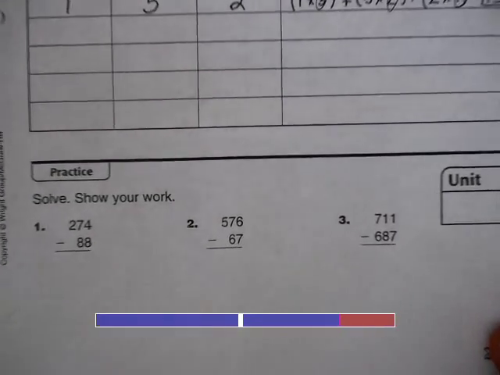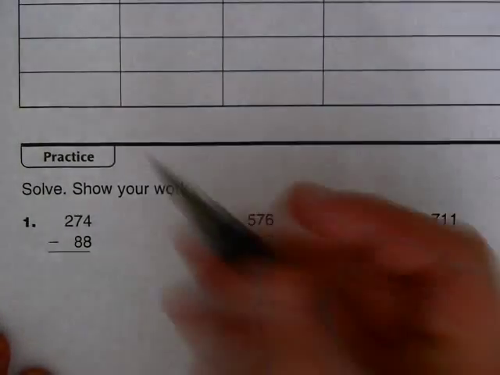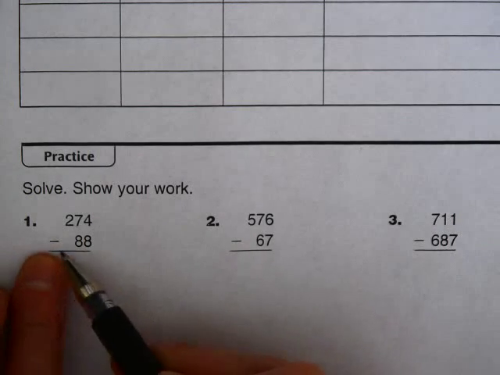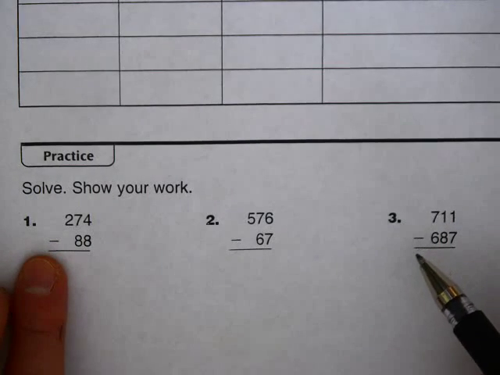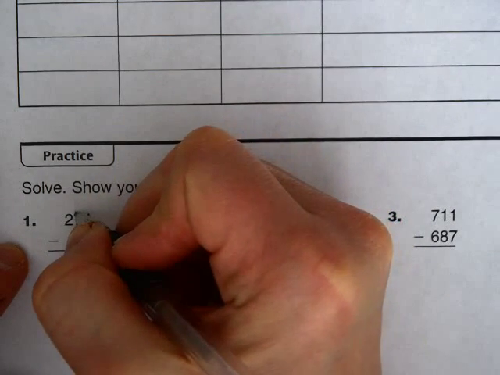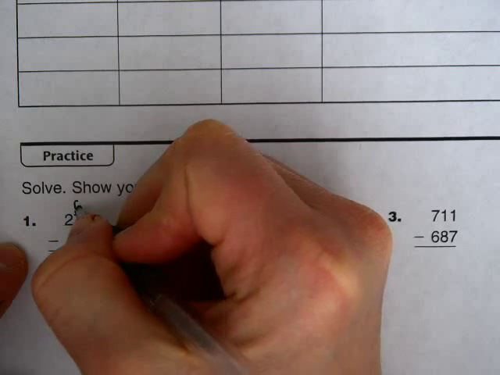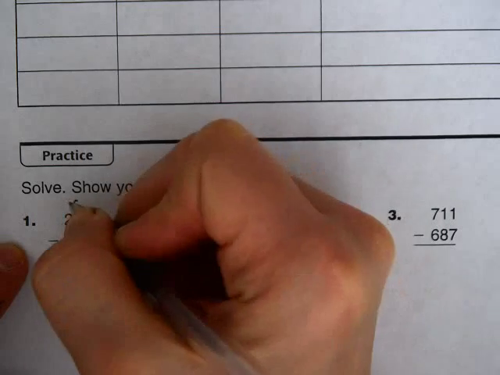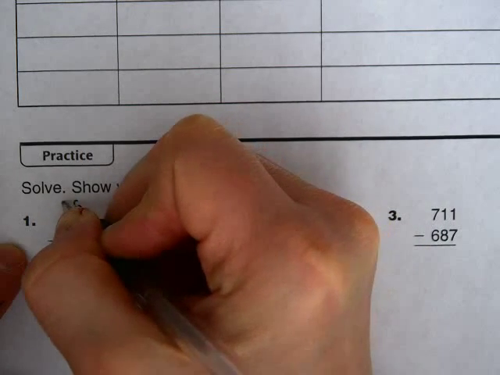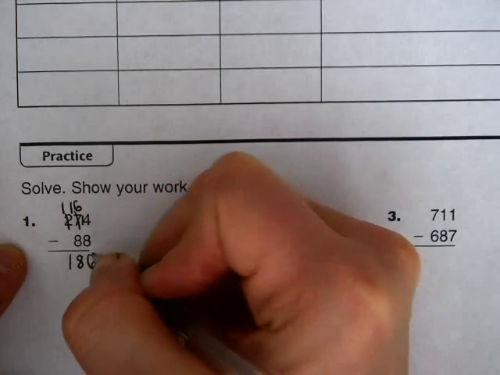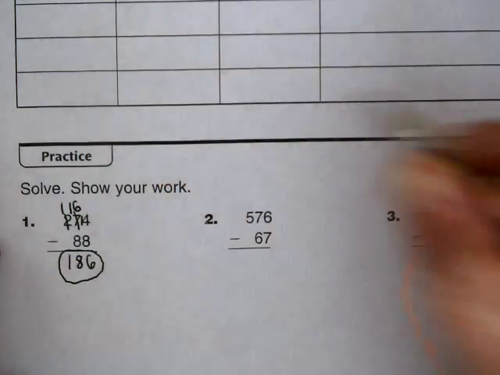So for the bottom, we have 274 minus 88. Please be attentive to these signs. These are all subtraction signs. So we're not adding, we're subtracting. 4 minus 8, can't do it. I gotta borrow one from my friend over here, 7 to a 6. So we'll have 14 minus 8 equals 6. 6 minus 8, can't do it. Borrow one over here. 16 minus 8 is 8. 1 minus 0 is 1. So the answer to this is 186.